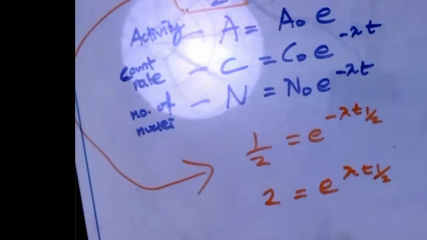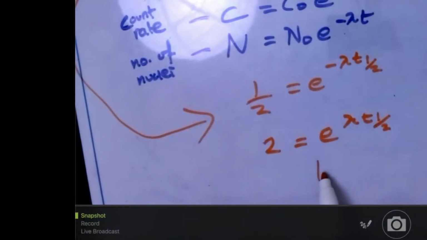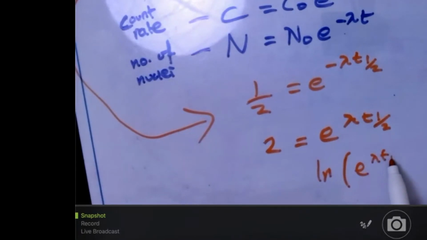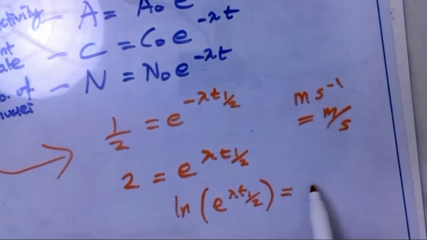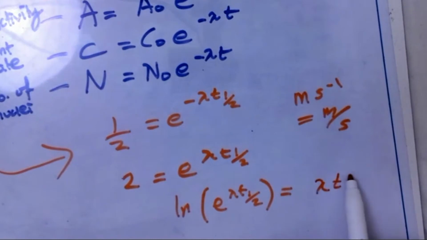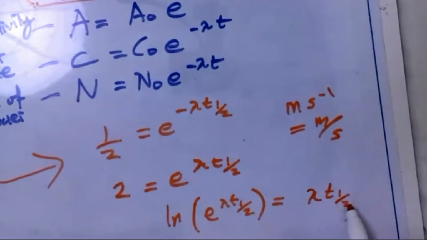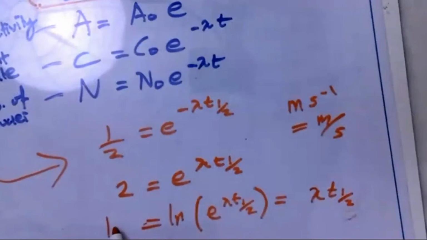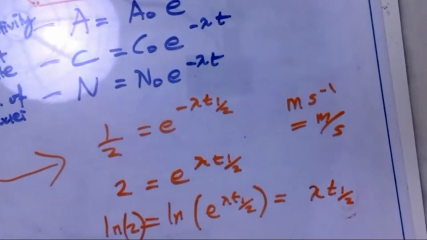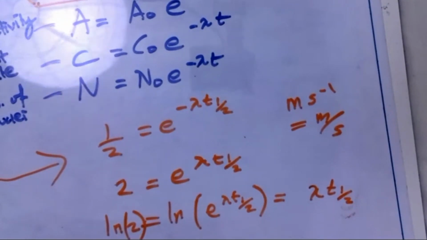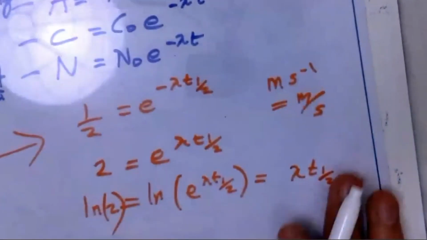Well, what happens if we log both sides? We can get rid of the e, can't we? So I get log of e to the decay constant t half. That gives me just t subscript half, equals log 2. All right, and this is our next big important result. So I'm just going to put it by itself here.